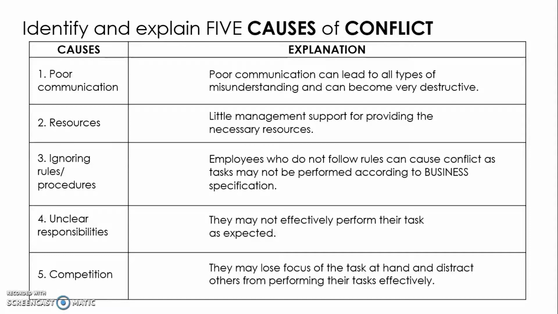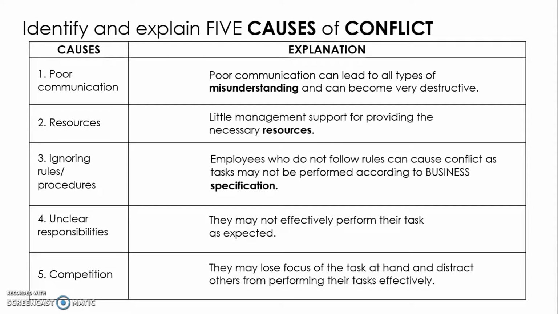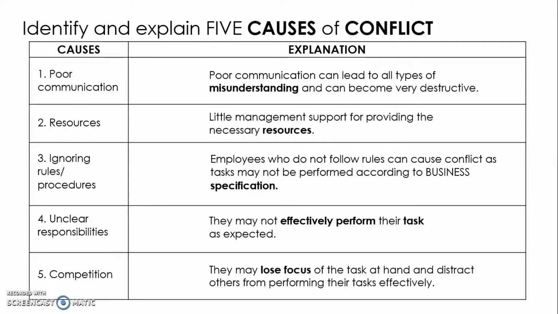Let's look at our keywords. For poor communication, it is the word misunderstanding. For resources, we look at resources. For ignoring rules and procedures, we look at specification. For unclear responsibilities, we look at effectively perform and task. And for competition, we look at the words lose focus.